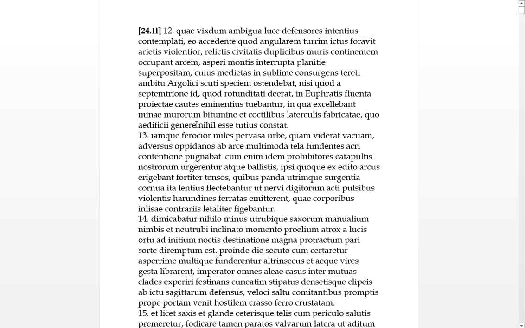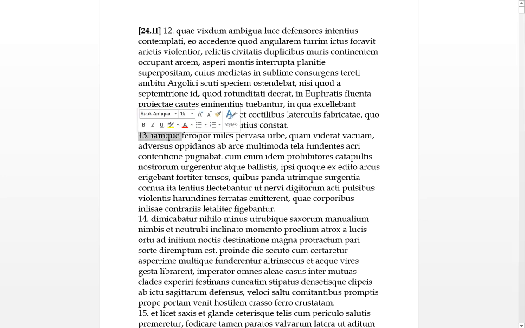Quo edificare genere nihilis esses tutius constat. This is an impersonal. Constat means it's agreed by which these types of buildings, genere is the type, edificae is the building, nihil is tutius. So no other type of building is more safer. Tutius is a comparative again.